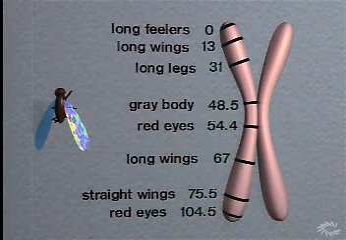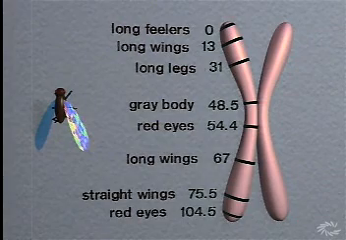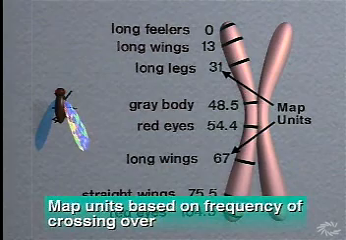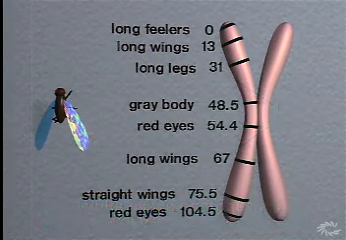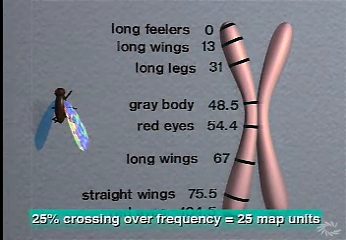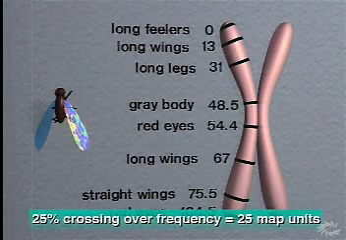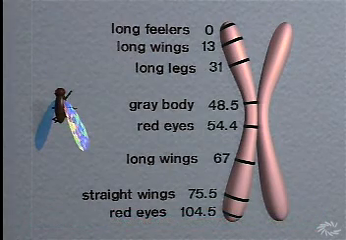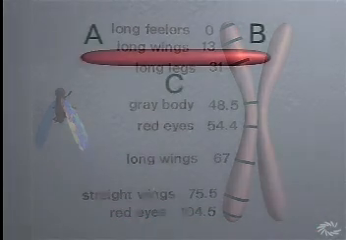By measuring the frequency that genes crossed over, Sturtevant constructed maps showing the relative position of genes on the chromosomes. He assigned map units based on how often genes crossed over. For example, if two genes crossed over 25% of the time, he said that they were 25 map units apart. Let's take a closer look at how this works.